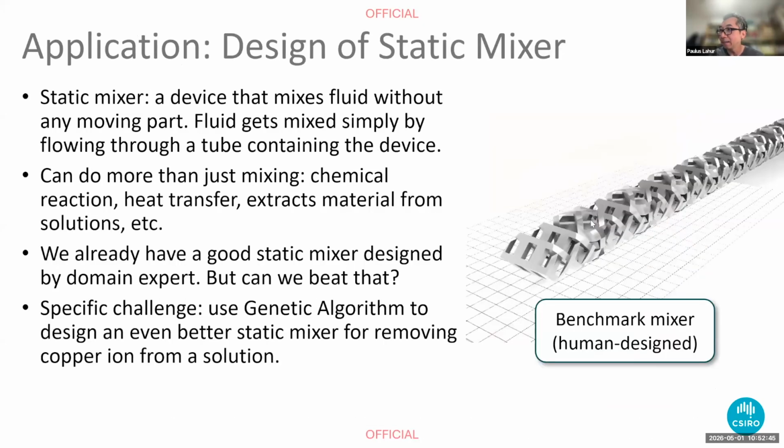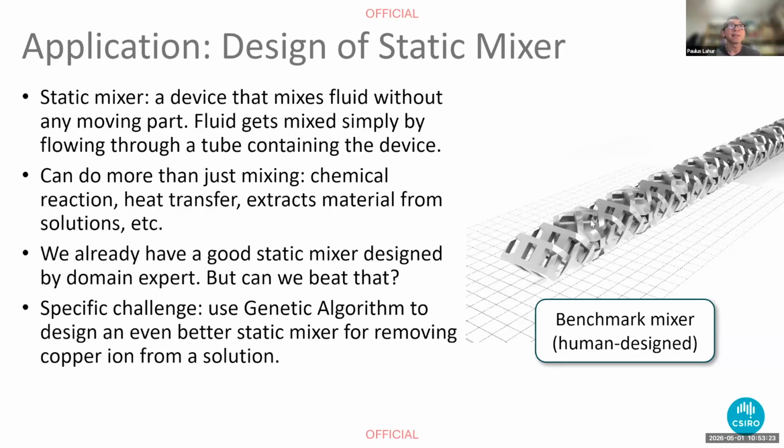So the application for this is the static mixer. To those who don't know what a static mixer is, it's a device that mixes fluid without any moving parts. So fluid gets mixed simply by flowing through a tube containing the device. This is very useful in applications such as continuous flow chemistry. And it can actually do more than just mixing: chemical reaction, heat transfer, or extracting material from the solution, etc. So this is actually a very important application.